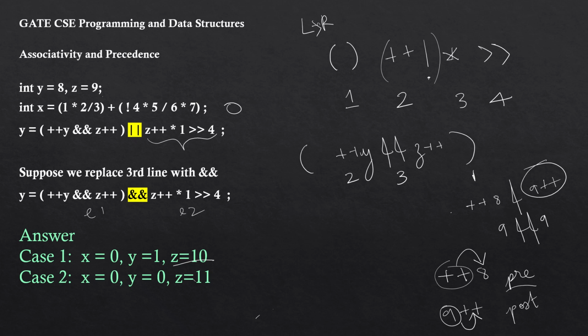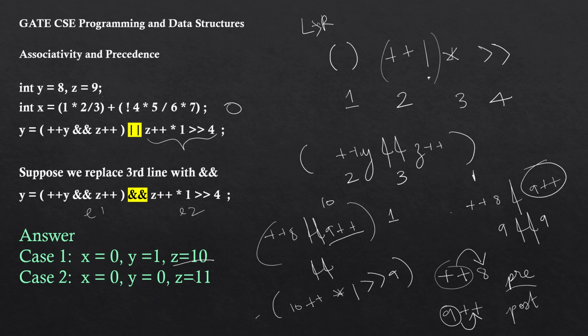So let's have a look at the expression. So plus 8 and 9 plus and 10 plus star 1 shift. So this gives you 1. Now from here, it became 10. That is why we're doing 10 plus plus. So 10 into 1 shift 4. That is 10 shift 4.